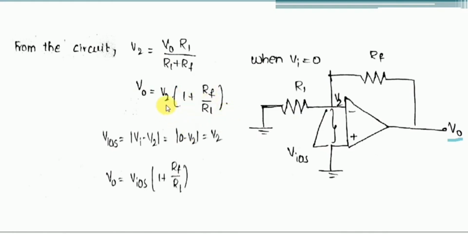Now what is the value of V2? Here V2 is nothing but the V IOS. We can write V IOS is the difference of the two input terminals, so higher potential minus lower potential. So it is 0 minus V2, which is equal to the magnitude of V2. So finally the V0 expression is V IOS into 1 plus RF by R1. So with a minimal amount of this input offset voltage, we can obtain the V0 value as 0. So this is one parameter that is affecting the output voltage V0 even if the input voltage is absent.